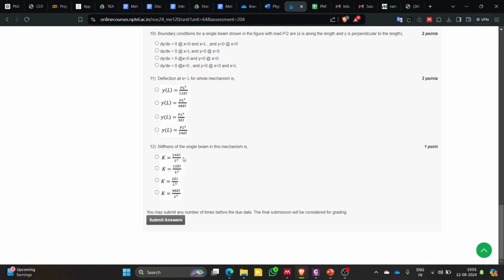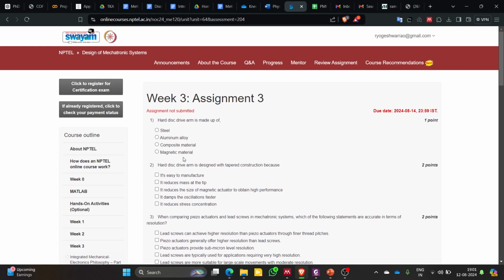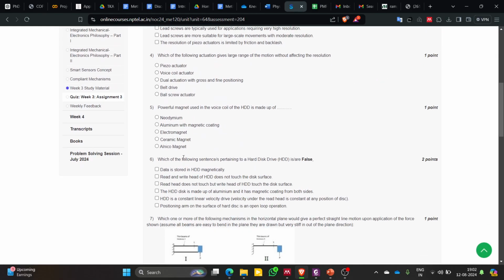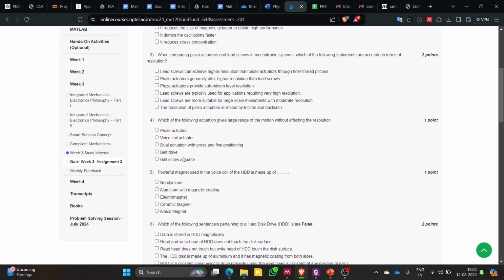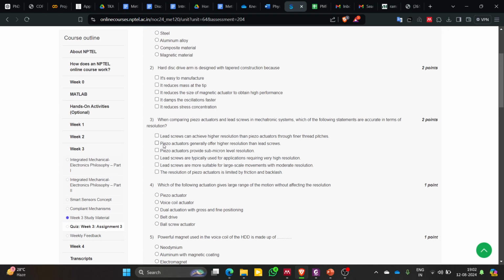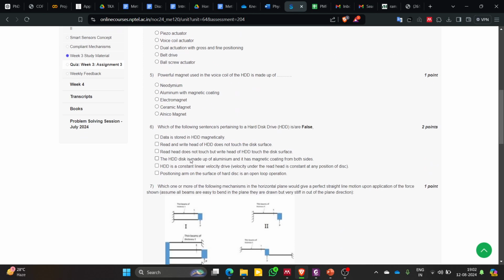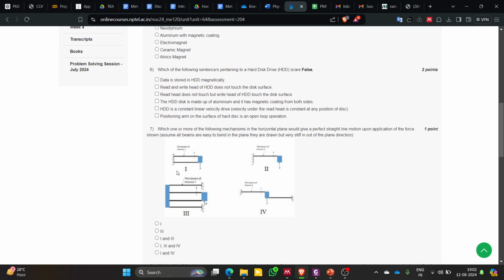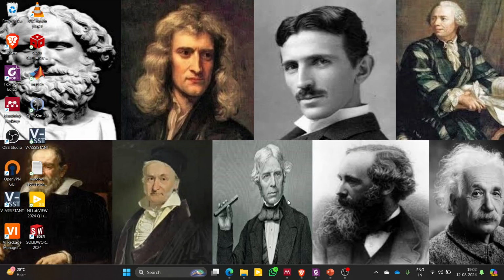As you can see, in assignment 3, most of the problems are related to multiple correct answer options, where you can mark more than one. Let's start the session.